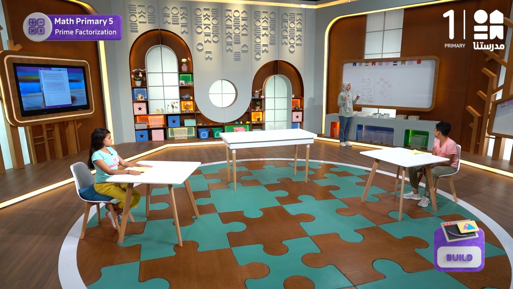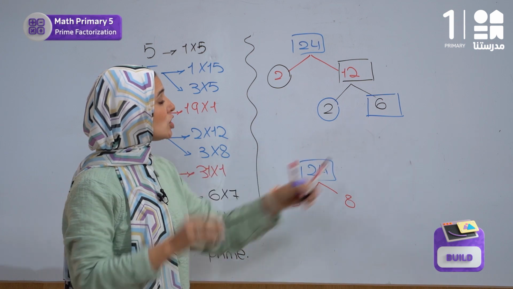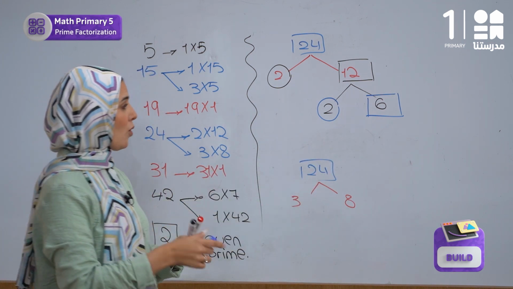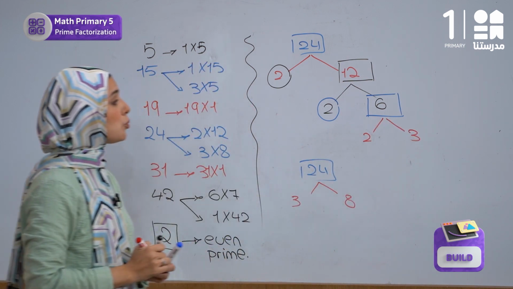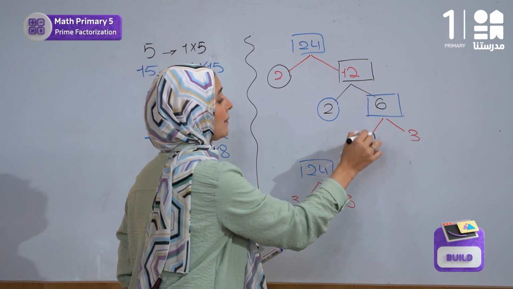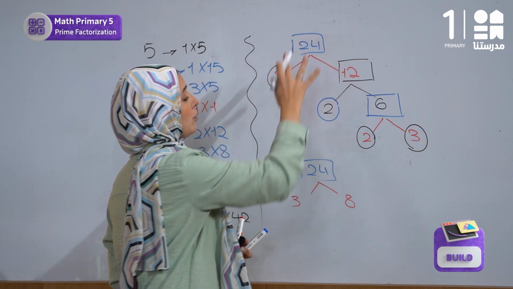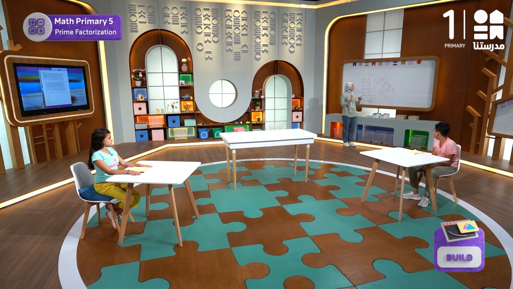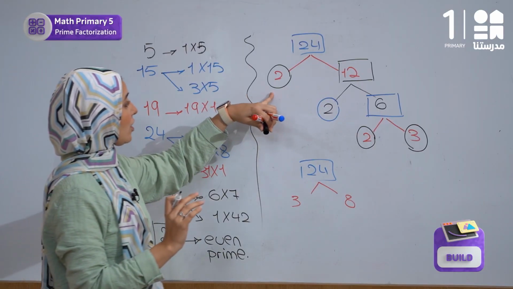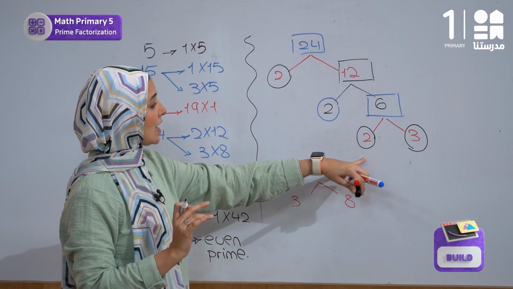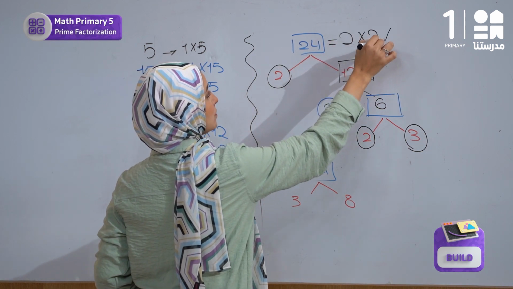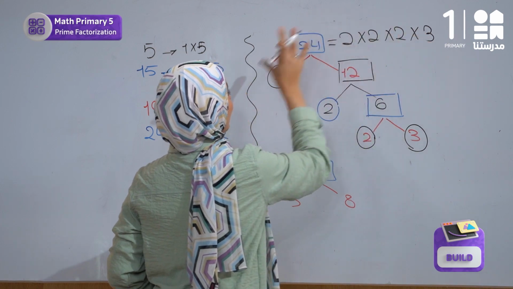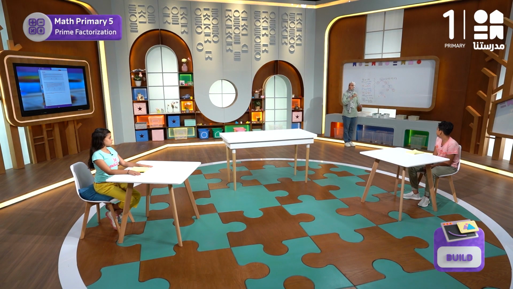Now, for the last step, I ask myself, what about 6? Do I know the factors of 6? Easy. What are the factors of 6? 2 and 3. At this point, I have reached all the prime factors of this number 24. So how do I figure them out? I will just write all the numbers in circles. So they are 2 times 2 times 2 times 3. So I reached this conclusion that it's 2 times 2 times 2 times 3. This is the method that Rital started with.